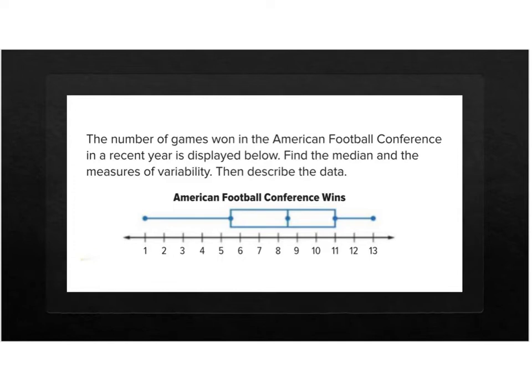So for the AFC, what was the least amount of wins that they had? So the least amount of wins, or the lower extremity, or the minimum, is at the end of the graph. And that is called the lower extremity. That is 1. The minimum is 1. And then I'm going to put at the end of my 5-number summary the maximum, because that's the easiest. So what's the most amount of wins a team had? 13.